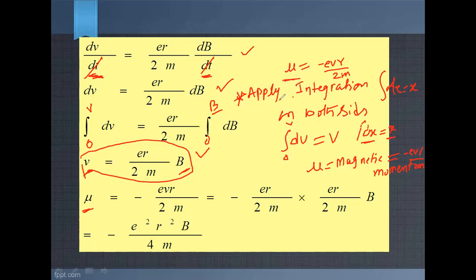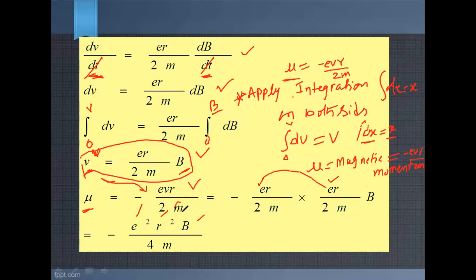Dipole moment, magnetic moment, mu is equal to this formula. Here we have to substitute the v value. So when I substitute, what happened? Minus e by 2, r is there, minus er by 2m is there, and v I am substituting here. So v is eR by 2m into B. Now the equation becomes e into e, e square, r into r square, B, 2m into 2m, actually 4m square.